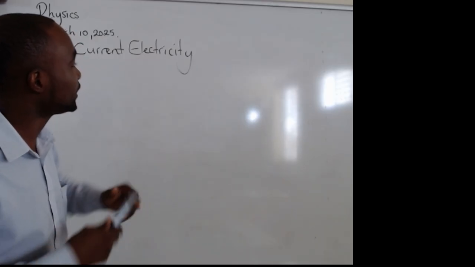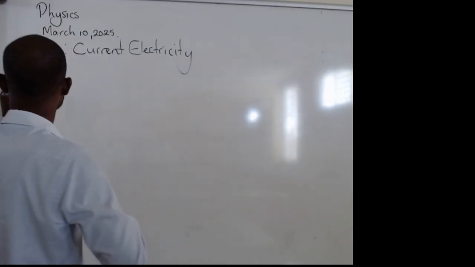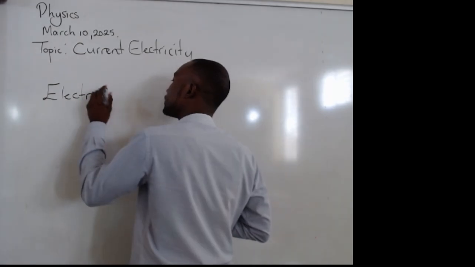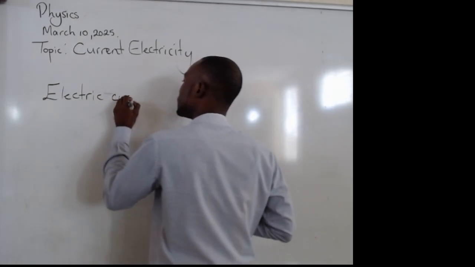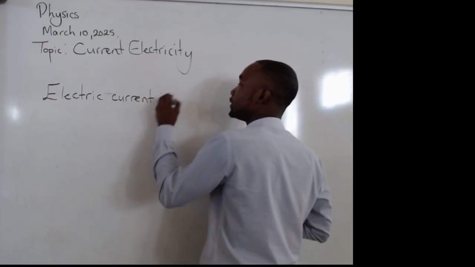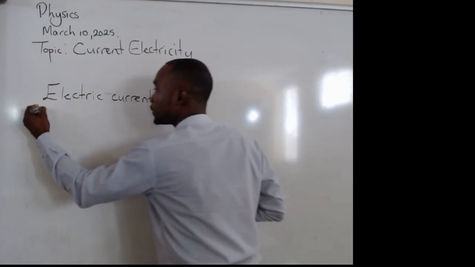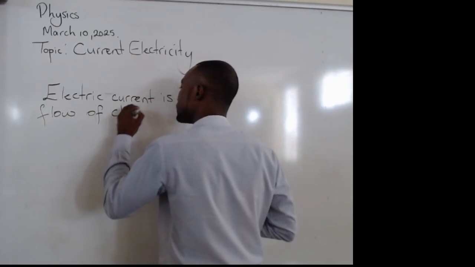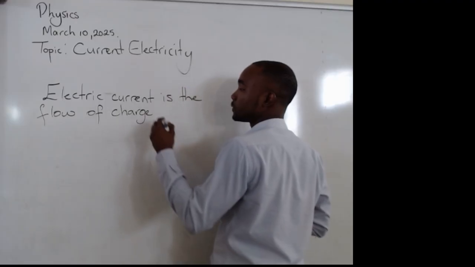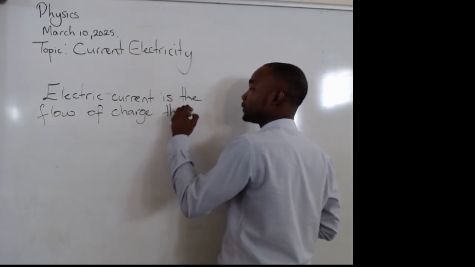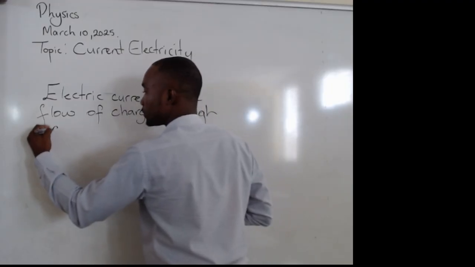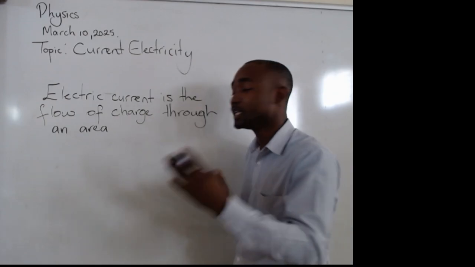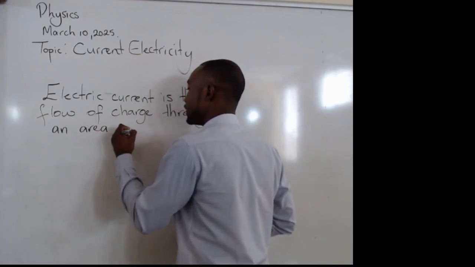So this is a broad topic. We can narrow it down to electric current. What is electric current? We say electric current is the flow of charge through an area per unit time, or we can say per second.